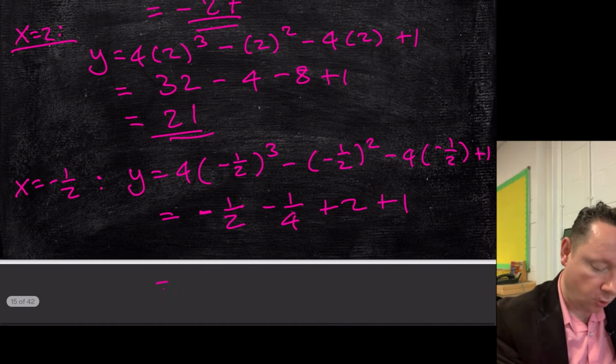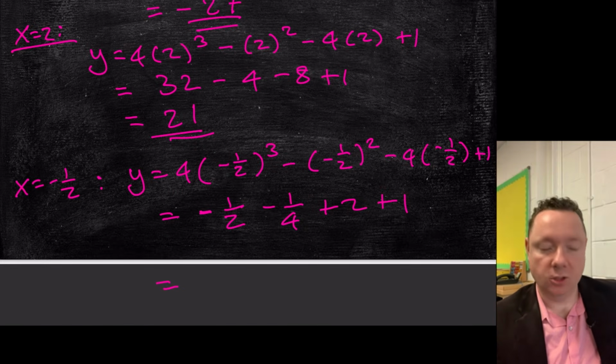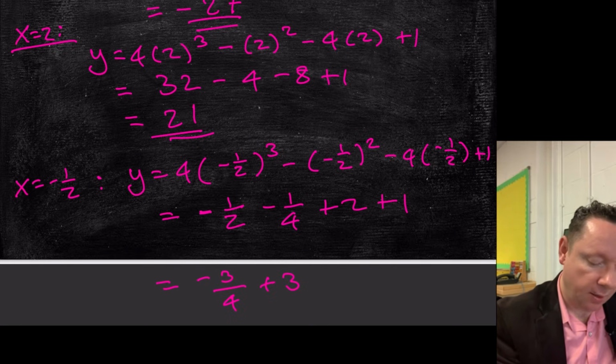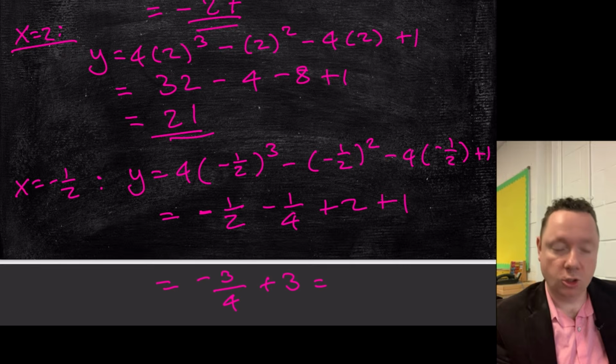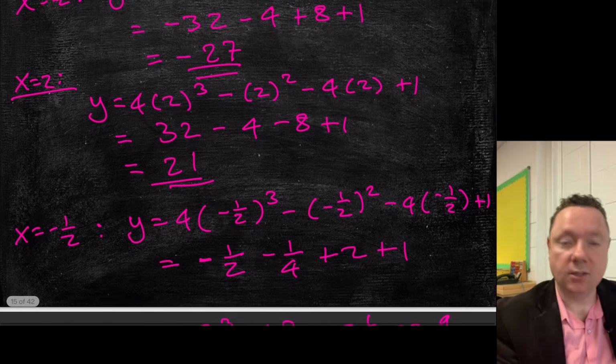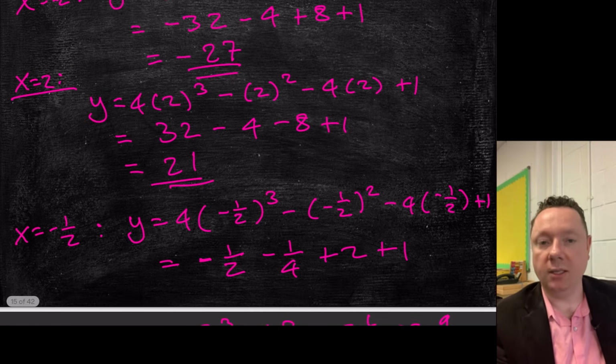So that is equal to minus a half, which is minus 2 quarters, minus a quarter is minus 3 quarters, plus 3. Or we can change that to 3 minus 3 quarters, which is 2 and 1/4, or 2 fours is 8, plus 1 is 9 quarters. Clearly 2 and 1/4, or 9 quarters, is not a maximum, because 21 and the value of minus 27 beat it.